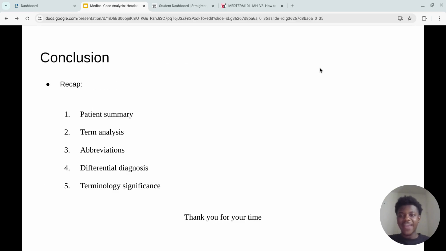In conclusion, I have provided the patient summary, the term analysis, abbreviations, a differential diagnosis, and the significance of terminology. In doing this, we as providers are able to give patients the care that they need in an expeditious fashion and transfer messages on patient history effectively as well.